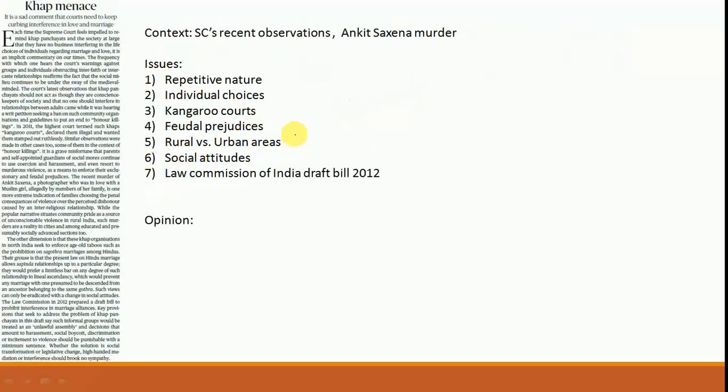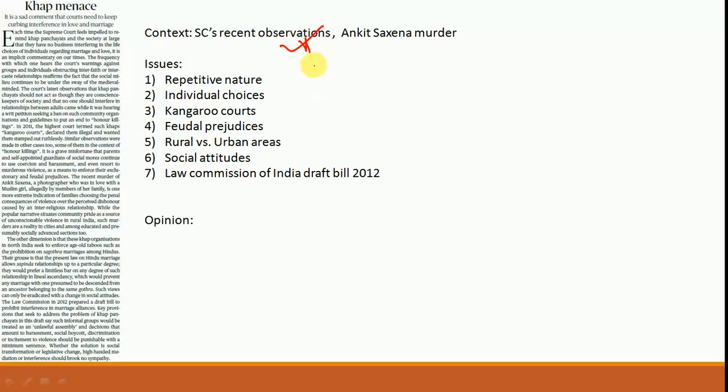Now, coming to the next article, Khap menace. The context here is that the Supreme Court has recently made some observations with regards to a writ petition which was seeking to ban community organizations like the Khap Panchayats, in order to curb honor killing. The Supreme Court has observed that no organization, like the Khap Panchayat, should be allowed to act as the conscience keeper of the society, and no one should be allowed to interfere in relationships between adults. This is indeed a stark observation.